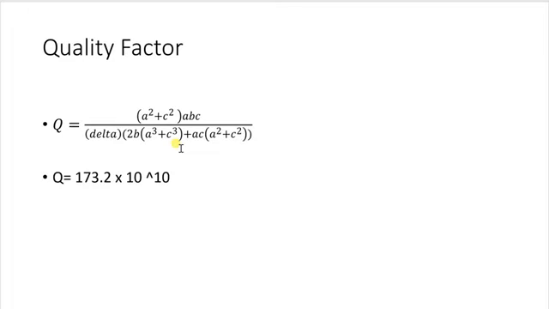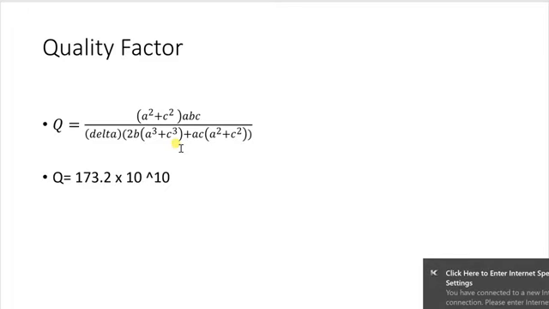Our cavity resonator is working between 500 megahertz and 1.5 gigahertz. This is the range in the assignment. My cavity resonator is working at 900 megahertz. So that's all. Thank you for listening.